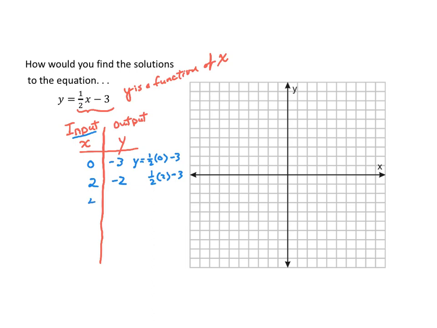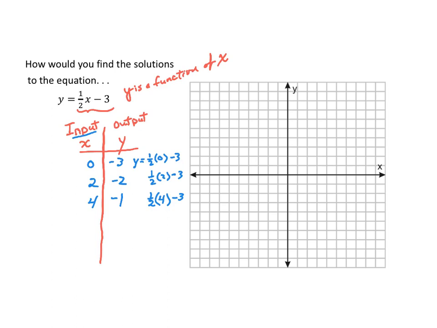Let's choose 4. Why am I choosing even numbers? Because every time I choose a number, I have to multiply by 1/2. If I choose an odd number and multiply by 1/2, I get a fraction. I don't want to have fractions. Really, fractions are harder to graph. So I'm going to choose 4. 1/2 times 4 is 2. 2 minus 3 is negative 1. Do you see a pattern emerging? Hopefully you see a pattern emerging.